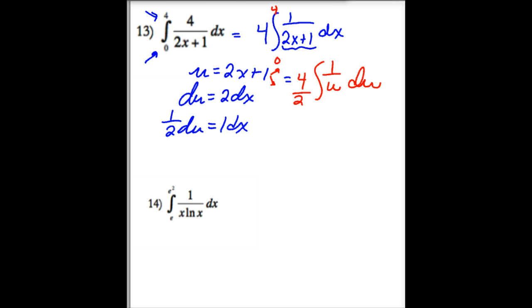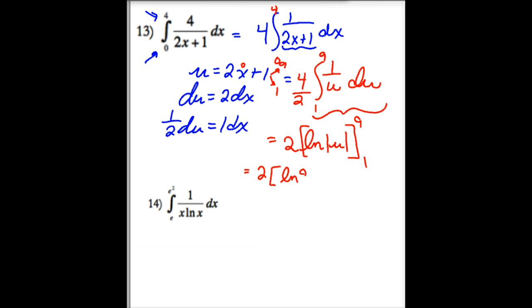When I put in a 0 for x, u is a 1. And when I put in a 4 for x, u is a 9. So really what I get here is 2. And then the antiderivative of 1 over u du is the natural log of the absolute value of u. And I am going to be evaluating that from 1 up to 9. Remember, to do that, we do the top limit minus the function evaluated at the bottom limit. I don't need the absolute values on positive numbers. Natural log of 1 is 0. So I end up getting 2 ln 9.